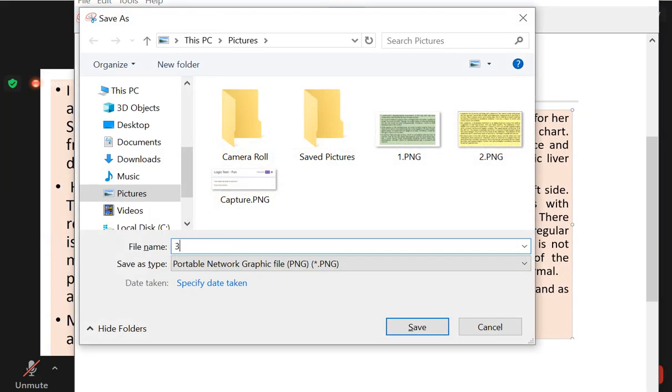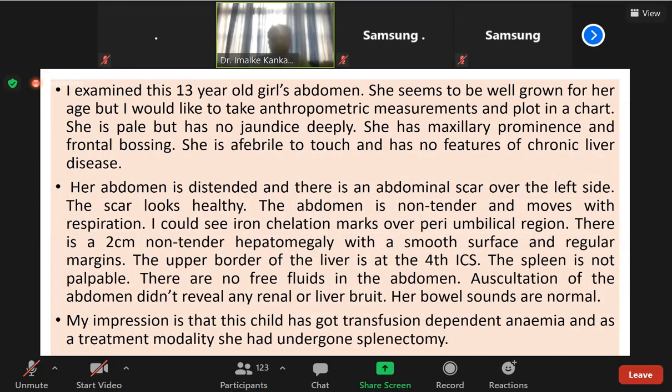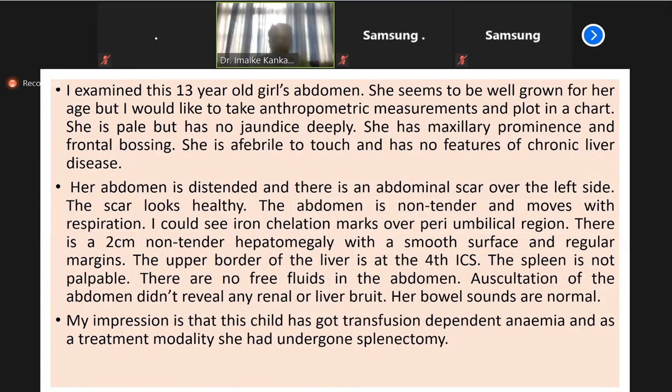She's pale but has no jaundice, no deep jaundice. She has maxillary prominence and frontal bossing. She is afebrile to touch and has no features of chronic liver disease. Her abdomen is distended. Here you do not need to mention that the abdomen moves with respiration, because we know this is a case of thalassemia. But in liver disease, which can have conditions like ascending cholangitis, you will need that kind of a statement.